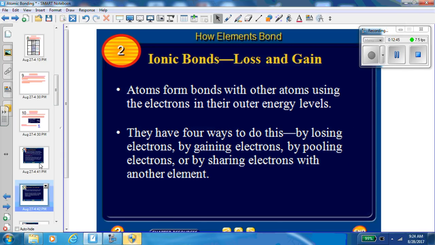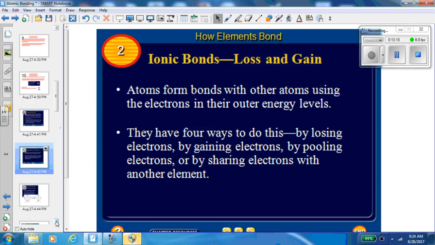Let's talk about the different types of bonds. Atoms form bonds with other atoms using electrons in their outer energy levels, which is what we just discussed. There are 4 ways to do this. You can lose electrons, gain electrons, pool electrons, or share electrons. Now, the ones that we're going to focus on for the rest of this lesson are losing, gaining, or sharing electrons. Those are the 3 that we're going to talk about in the rest of the lesson.